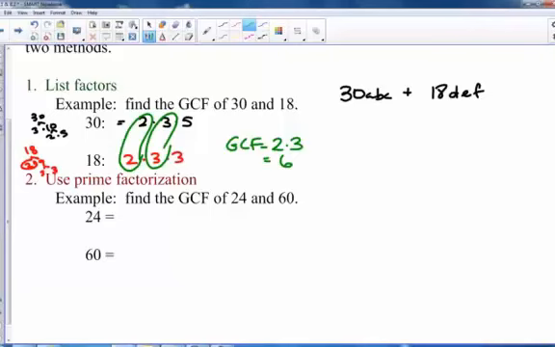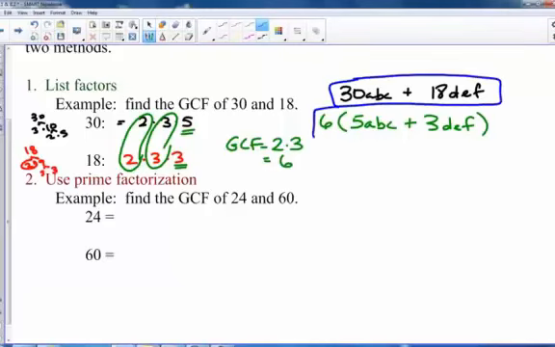So I could factor out a 6, and I would be left with 5abc, that's what's left in my 30abc, plus 3def. So this is the exact same thing as this. It's kind of like factoring when you don't have that third term. It's factoring a binomial. And when you factor a binomial, two terms, you just take out the greatest common factor.